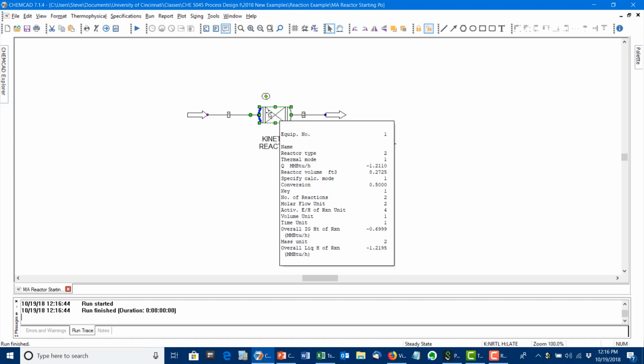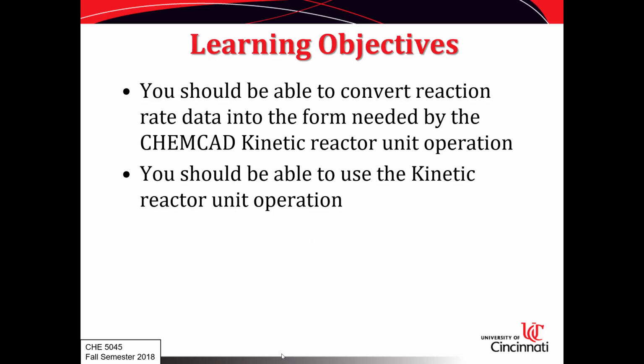So the non-ideal models are actually giving us a pretty consistent result, a little bit smaller than what we get with the ideal model. I would, in the final analysis, go with the Langmuir-Hinshelwood result because that's the form that was recommended by the authors of the paper that did the kinetic study. Based on what we've been through today, you should now be able to convert reaction data you find in the literature into the form that's needed for the CHEMCAD kinetic reactor unit operation. And you should be able to use the kinetic reactor unit operation in your projects or other analyses.